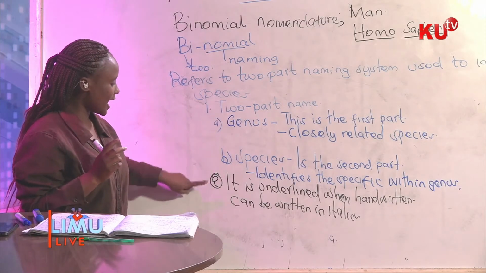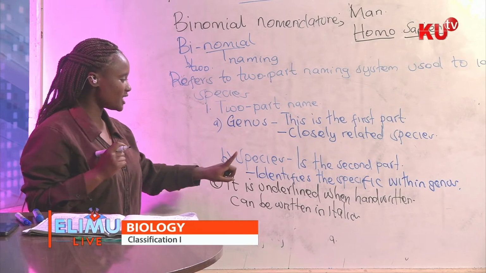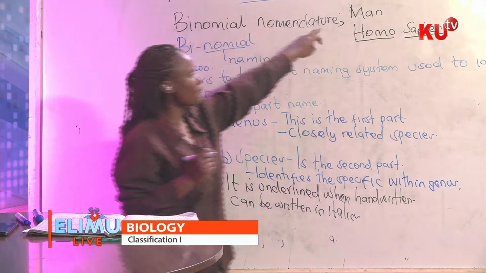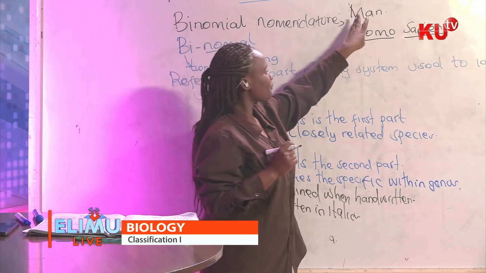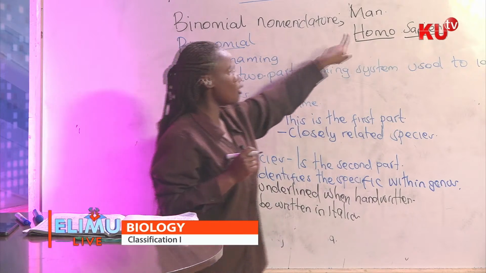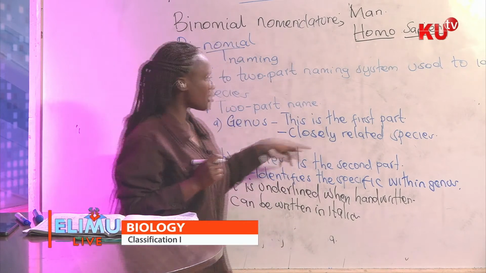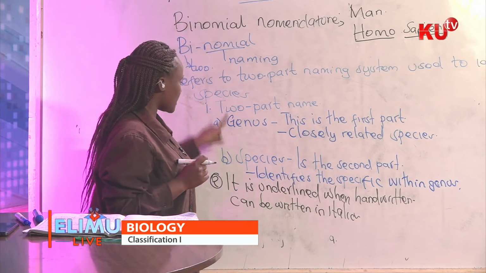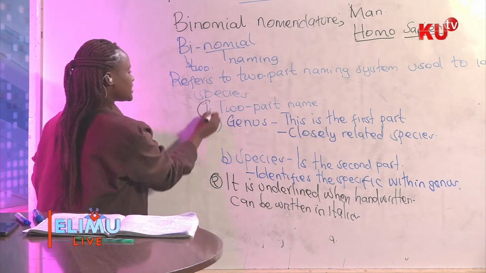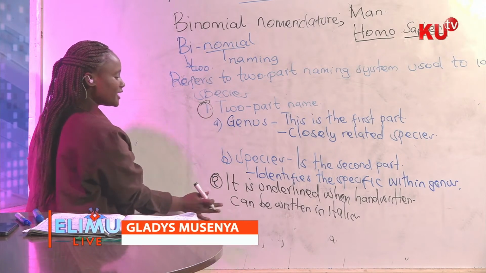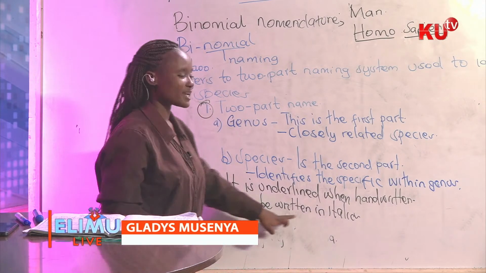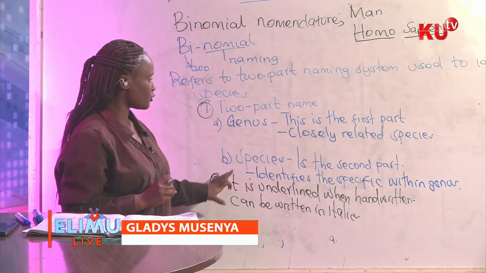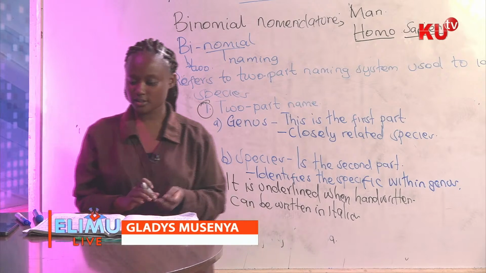Two-part name, and it is underlined when written and can be written in italics. For example, in a man, we have the genus, which is Homo, and the species, which is Sapien. That means that we have written the two-part name, and it is underlined when written, and it can be written in italics if it is not handwritten. So that is binomial nomenclature.